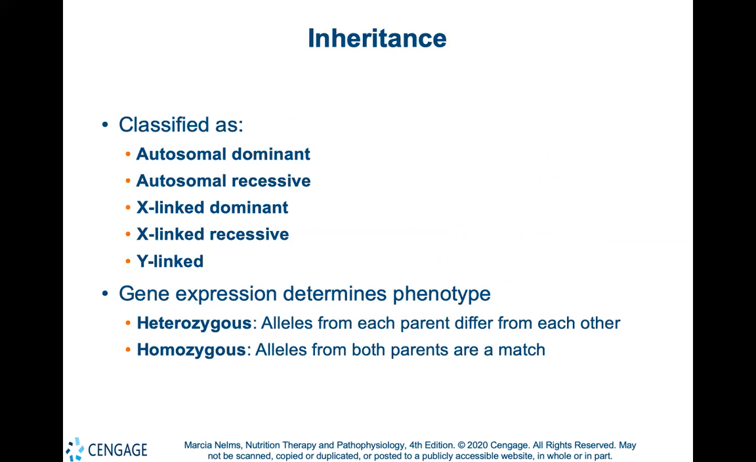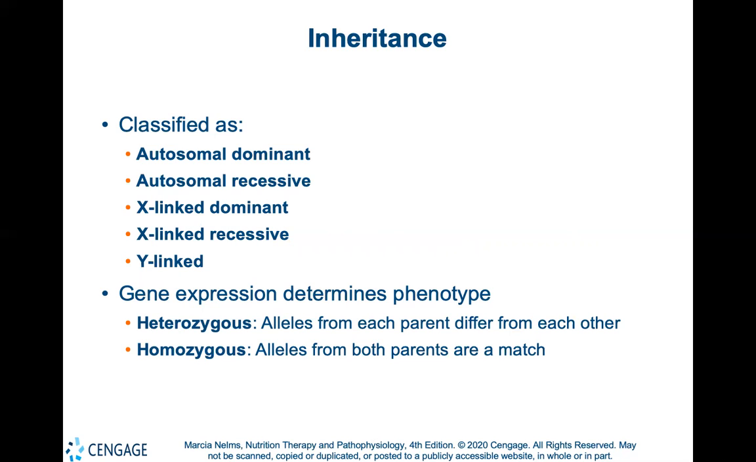Inheritance of specific genes can be classified as autosomal dominant, autosomal recessive, X-linked dominant, X-linked recessive, or Y-linked. Because individuals inherit one copy of each gene from each of their parents, the actual expression of an inherited gene can vary, and the gene expression is what determines phenotype. For example, brown eyes are autosomal dominant, whereas blue eyes are autosomal recessive.